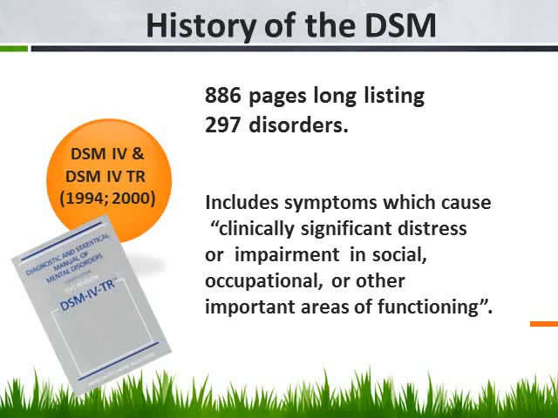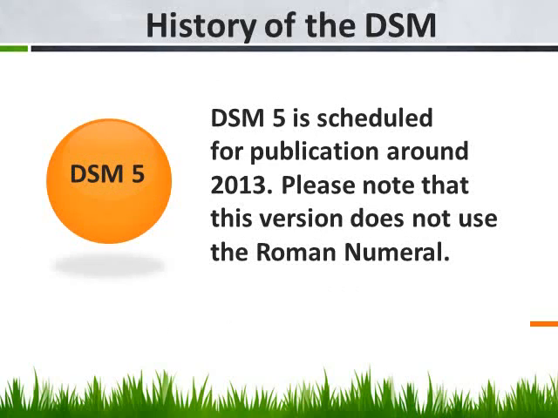The DSM-4 and the DSM-4TR, which we're using now, originally published in 1994, 886 pages long, listing 297 disorders. The DSM-5, which is to be the next edition, is scheduled for publication in 2013. It's interesting to note that the American Psychiatric Association no longer uses a Roman numeral, but with the DSM-5 has changed that to the English number 5.